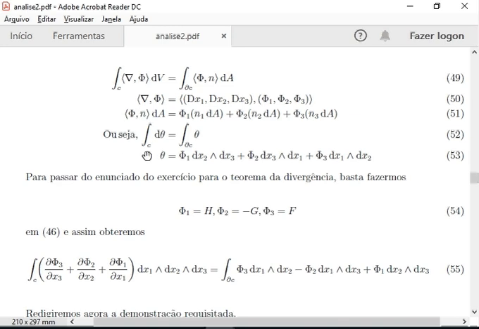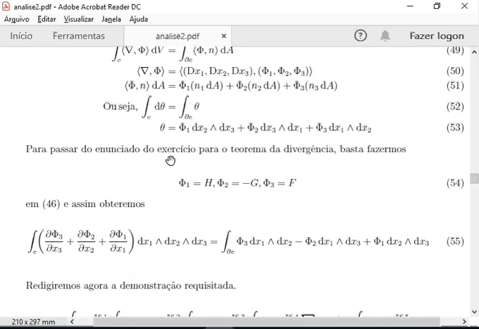Rewriting, the integral over C of d theta is equal to the integral over the boundary of C of theta, where theta is equal to phi1 plus phi2 plus phi3. And n3 dA is dx1 wedge dx2, n2 dA is dx3 wedge dx1, and n1 dA is dx2 wedge dx3.